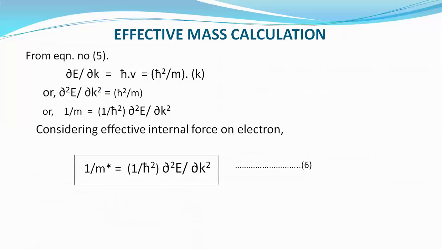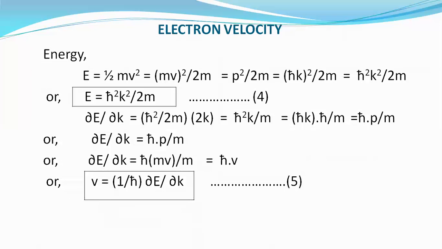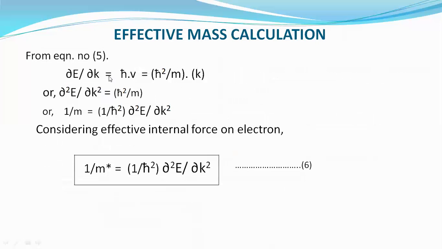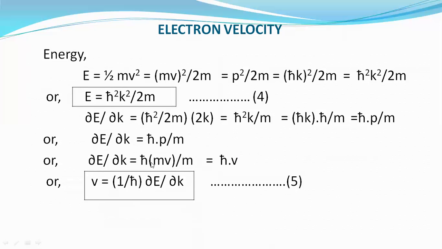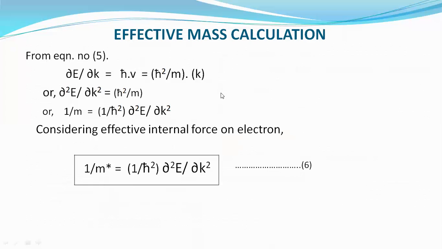Now, how can electron mass be given in a similar form? So we have dE by dk is equal to h cross v. We are starting from here: dE by dk is equal to h cross v. Now h cross v means h cross square k upon m. Okay, so dE by dk is equal to h cross square k upon m.